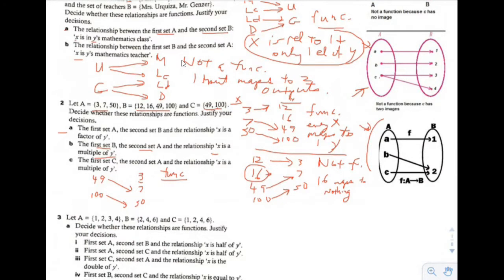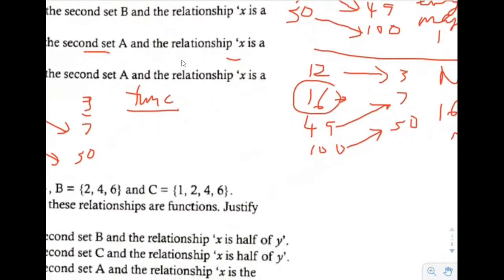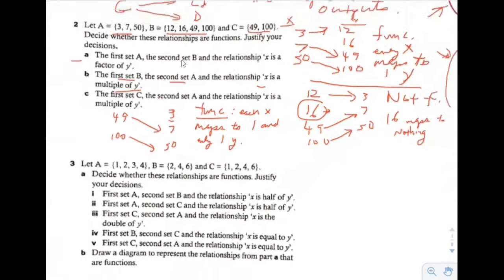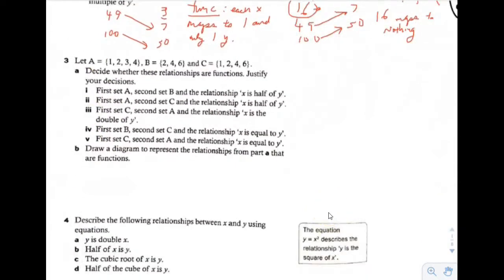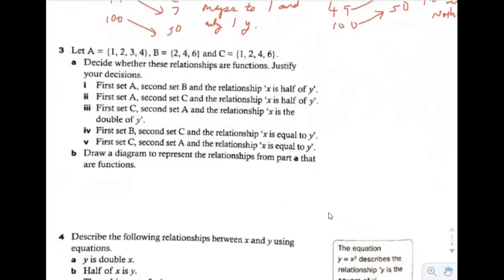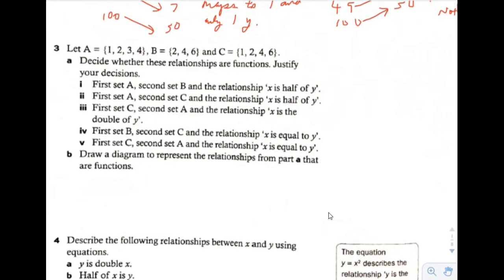And the reason why is because each x maps to one and only one y. Okay? Now let's move on to number 3. Okay, number 3. Decide whether these relationships are functions.